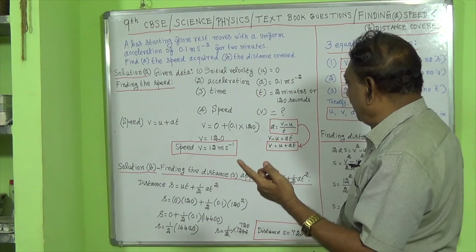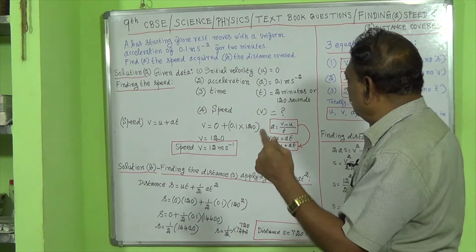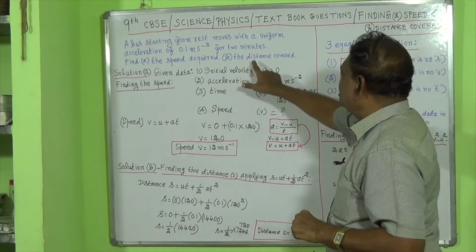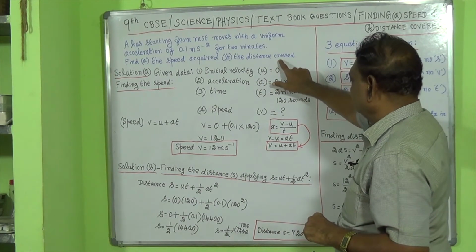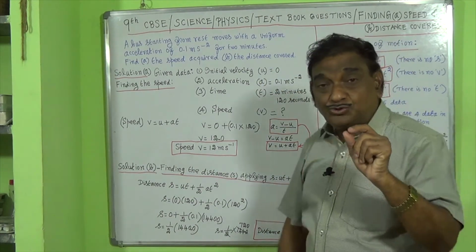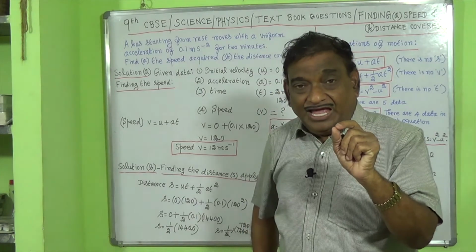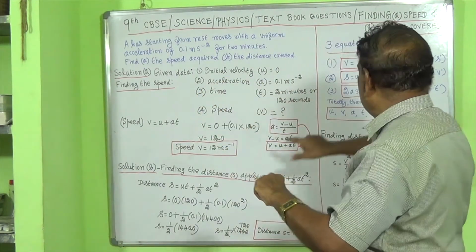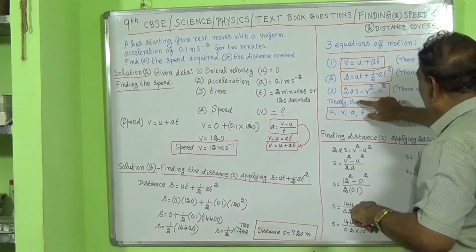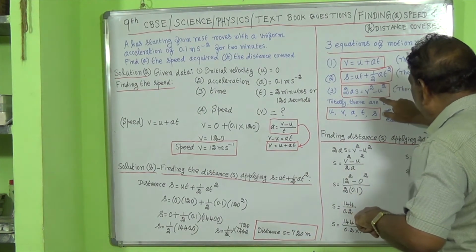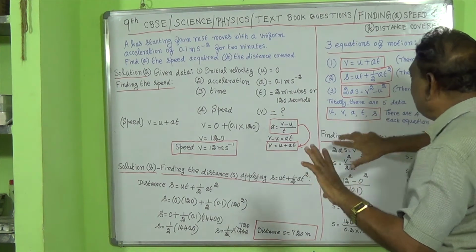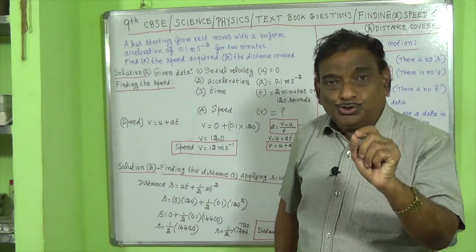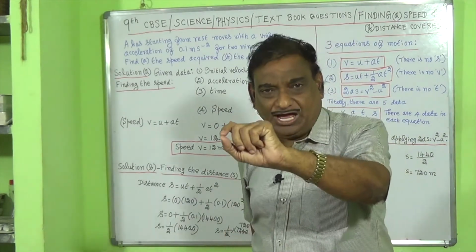Then coming to the second question. What is the second question? Find the distance covered. So we have to select the correct formula from these three equations of motion. Which formula can we select? We can select the formula distance S equal to ut plus half at square.